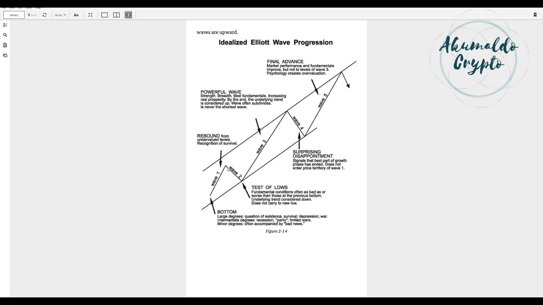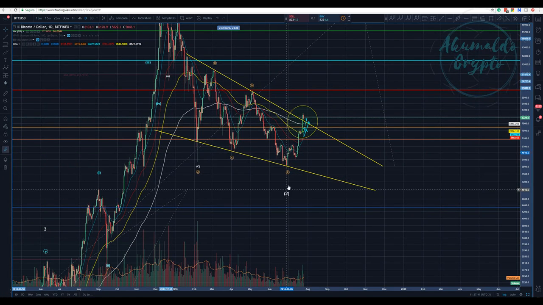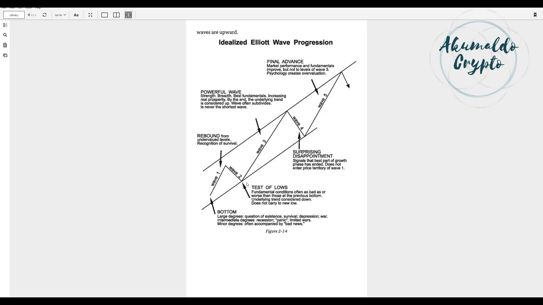You have the first wave, then we have the retracement. We are all looking for this, and then we go up. If this is wave two, as I have presented to you guys, as I have said to you guys, that this is the wave two, okay?